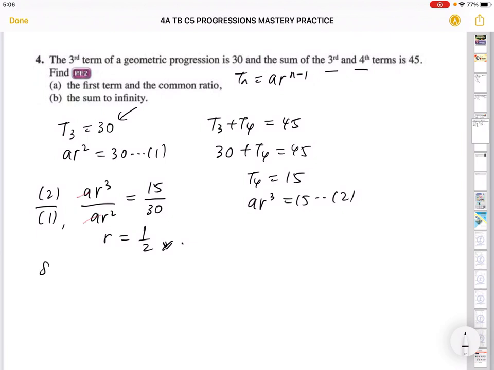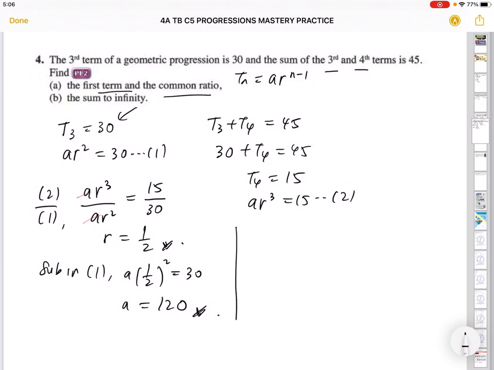So when you sub this inside, say equation 1, a times half squared is now 30. Half squared is 1 over 4. So a is 30 times 4, a is 120. So I got my first term and I got my common ratio. Okay, next we want to find the sum to infinity. Now we know sum to infinity is given by a divided by 1 minus r. My first term is 120. My common ratio is half, so it's 120 divided by half, 240.